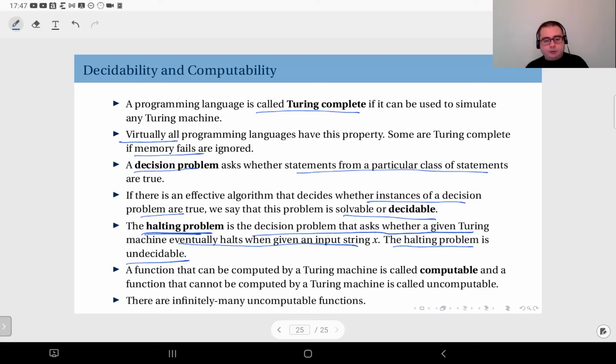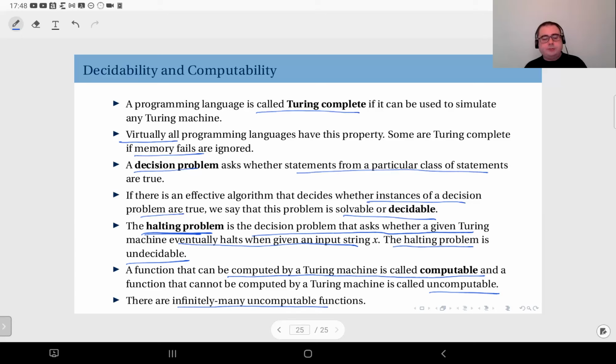Another concept is computability. A function that can be computed by a Turing machine is called computable. And of course, a function that cannot is called uncomputable. Again, we have computable and uncomputable functions. And in fact, there are infinitely many uncomputable functions. It's not that difficult to prove this. In fact, there is an exercise in Rosen's book. If you are interested, you can have a look at that.